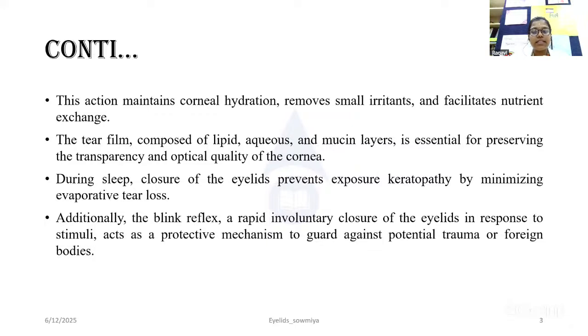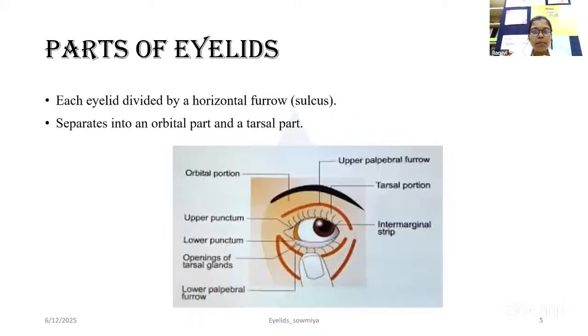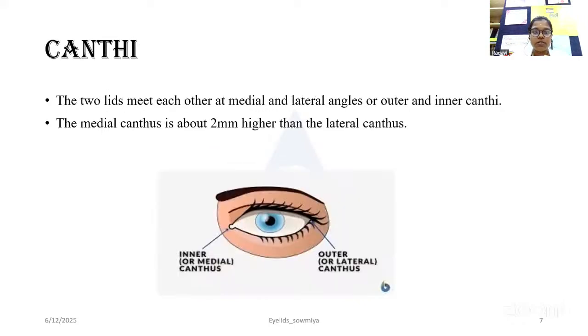Additionally, the blink reflex is a rapid involuntary closure of the eyelid. Its response to stimuli acts as a protective mechanism to guard against potential trauma or foreign bodies. Gross anatomy. Parts of eyelids, canthi, lid margin, palpebral aperture, position of lids. Parts of eyelids. Each eyelid is divided by a horizontal furrow, the sulcus, into an orbital part and a tarsal part. Position of lids. When the eye is open, the upper eyelid covers about 1/6 of the cornea and the lower lid just touches the limbus.